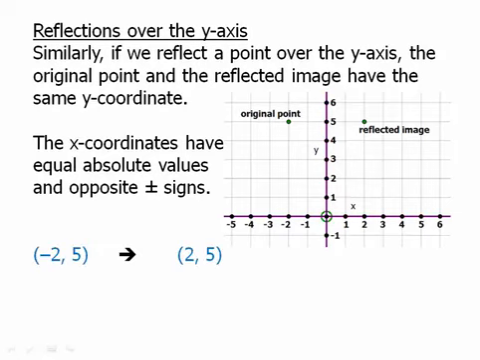So if we have a negative x value, it becomes positive. If we have a positive x value, it becomes negative. So in each case, the 2 points are reflections of each other. Negative 2, 5 is the reflection of 2, 5, and 2, 5 is the reflection of negative 2, 5.